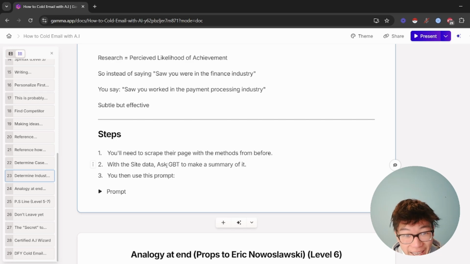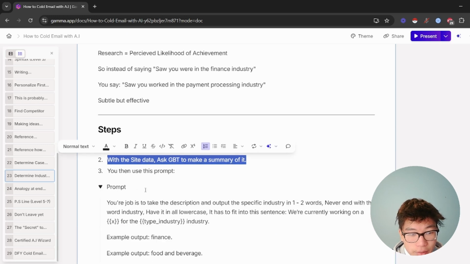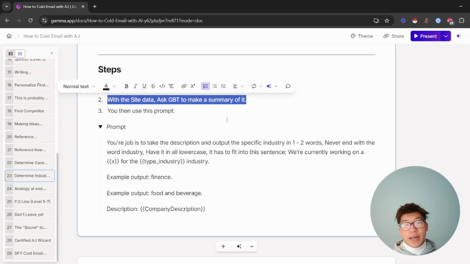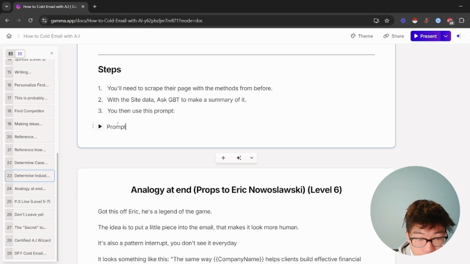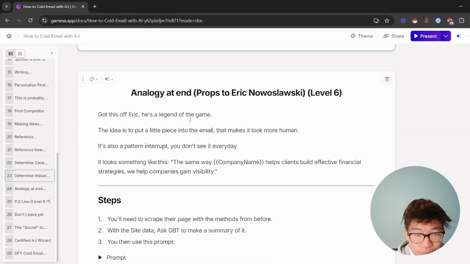So this is, again, another really simple one, but very effective. You'll need to scrape your page with the methods from before, make a summary, then use this prompt. Your job is to take the description and output the specific industry in 1 to 2 words. Never end with the word industry, have it all in lowercase. It has to fit into this sentence: We're currently working on X for the industry, like type industry. So it depends on whatever you're doing, substitute it in. Example output: finance. Example output: food and beverage. Description: like company description, you just put it in. So very simply, you just fit it in, right? Use that prompt, tweak it around.